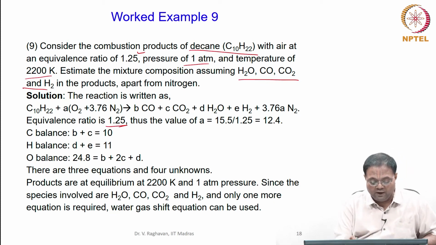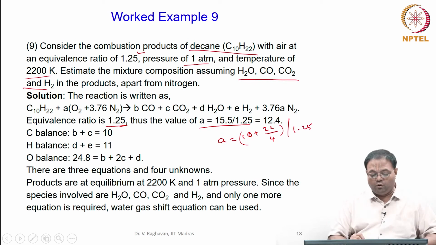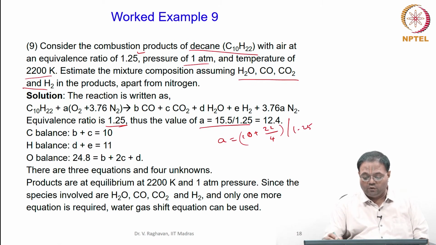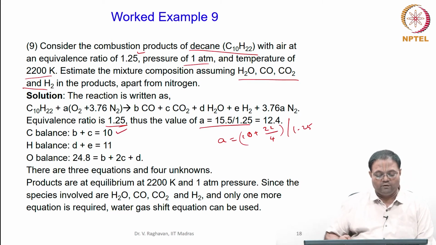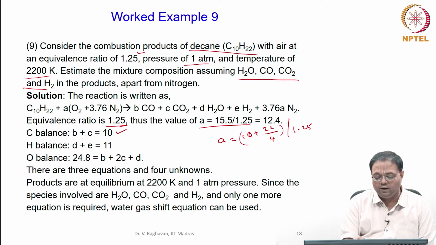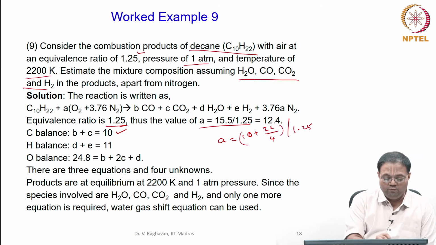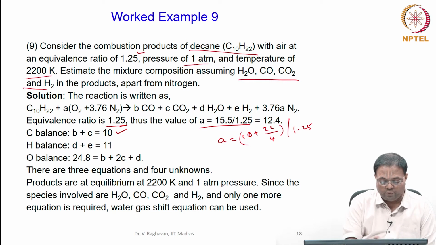So the value of A is nothing but (10 plus 22 by 4) divided by 1.25. So that is 12.4. Now the carbon balance will give rise to one equation, B plus C equal to 10. The right hand side B and C correspond to CO and CO2, and on the left hand side it is 10. The H balance: 2D plus 2E will be 22, that is D plus E equal to 11.